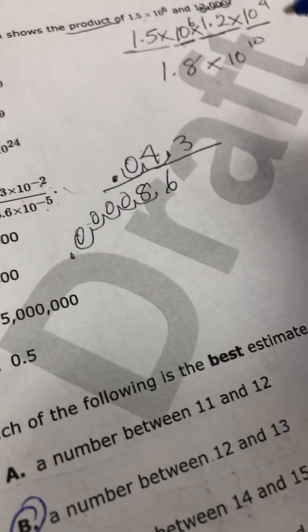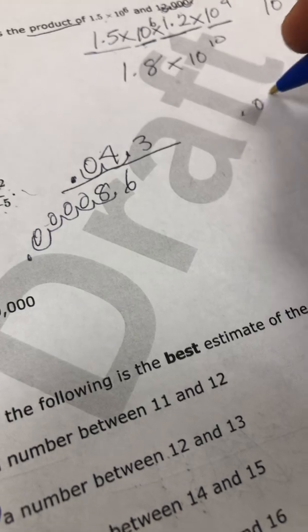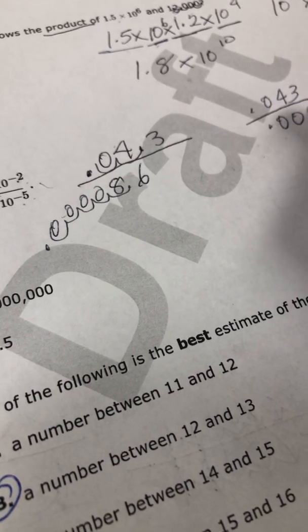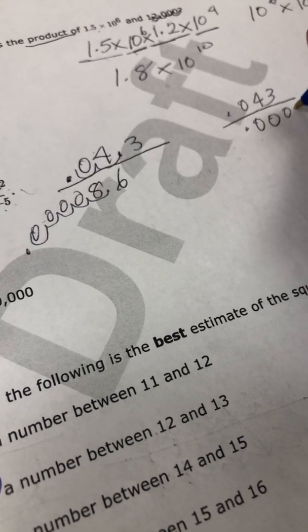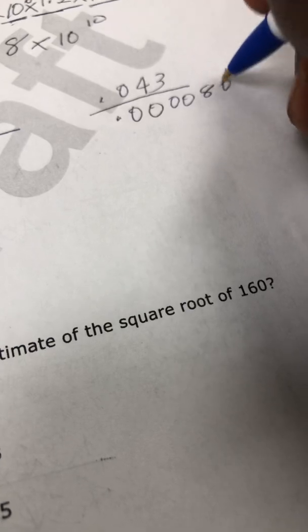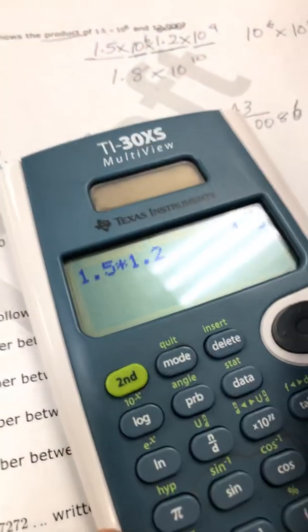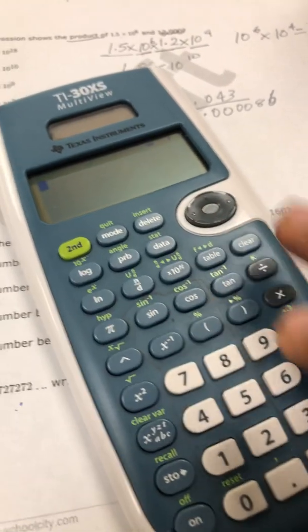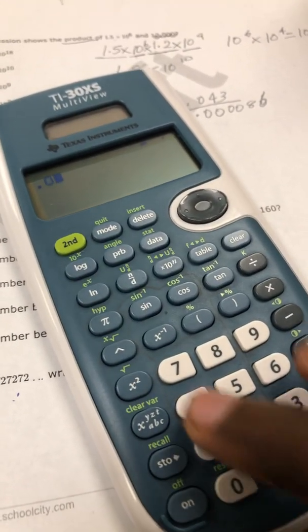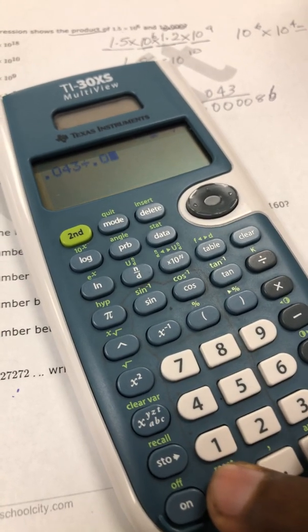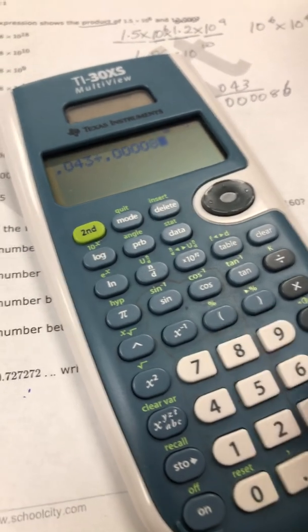So I have 0.043 divided by 0.000086. I'm going to put that into my calculator and see what I get. And that gives me 500.